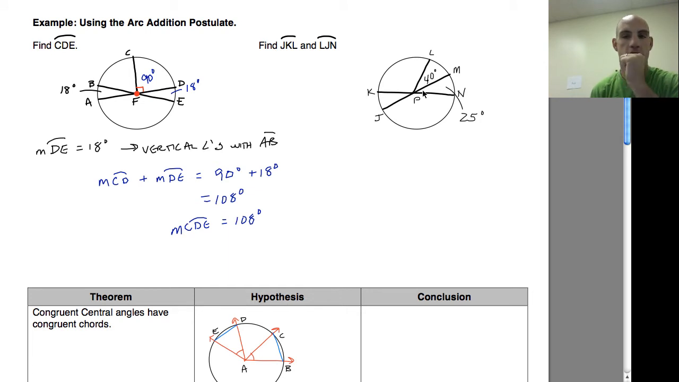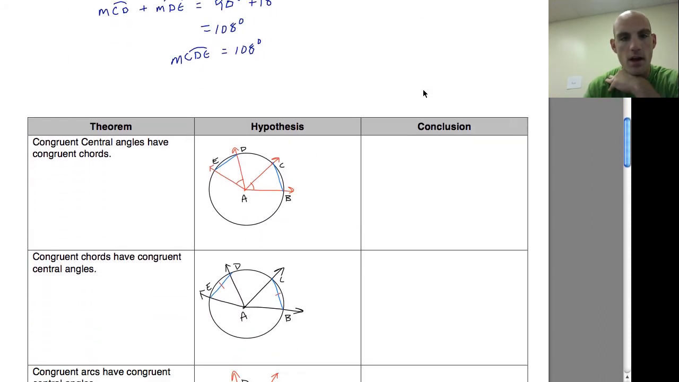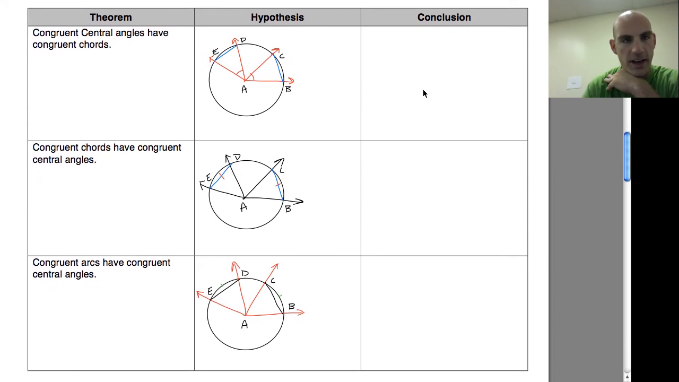Let's see if you can solve this one on your own, and I'm going to go ahead and give you this little hint right here. Okay, so see what you can do with that. A couple more theorems, 3 to be exact.